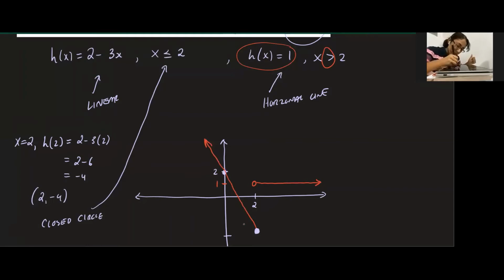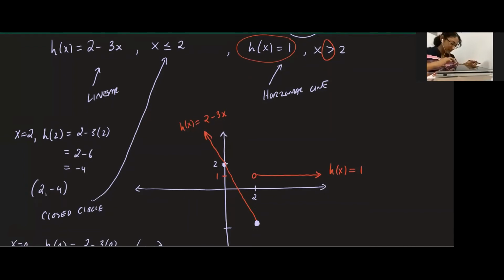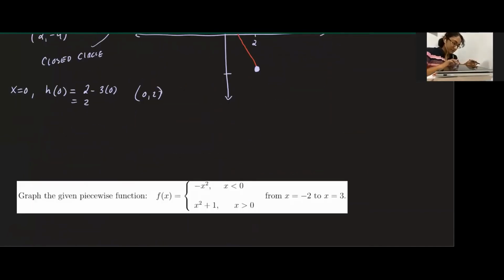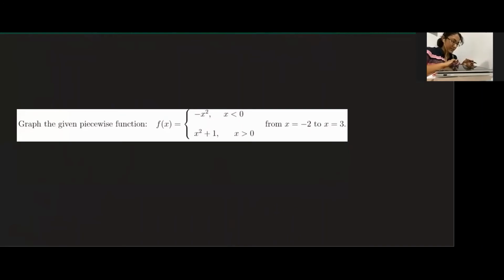So we have the first graph, which was h of x is equal to 2 minus 3x. And the second function we had, h of x is equal to 1. So these are the different pieces for this given function. I hope this makes sense. Let's try another one to have a better understanding of this.